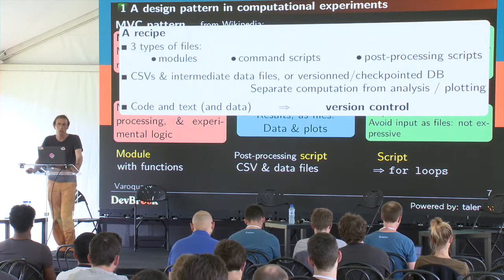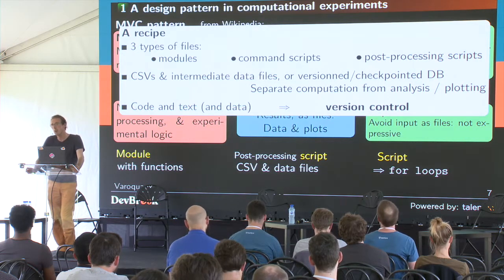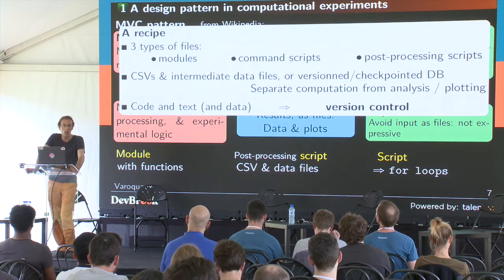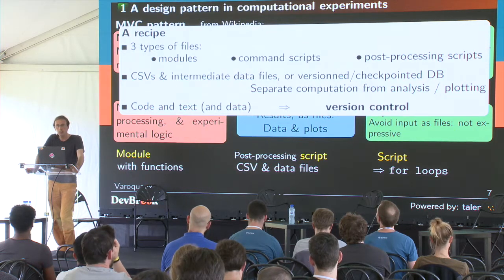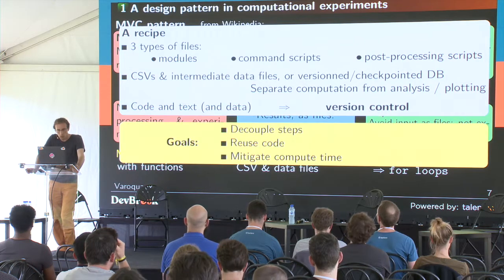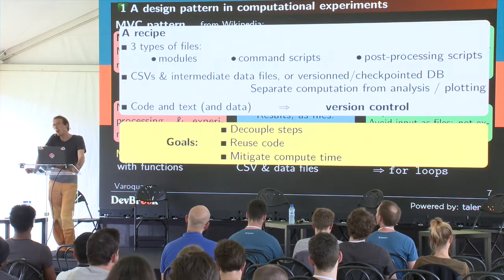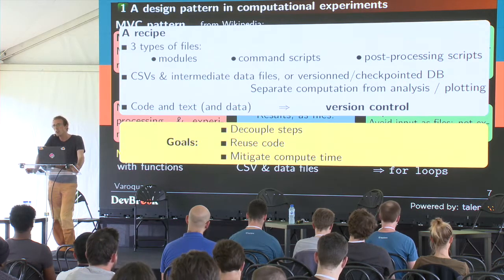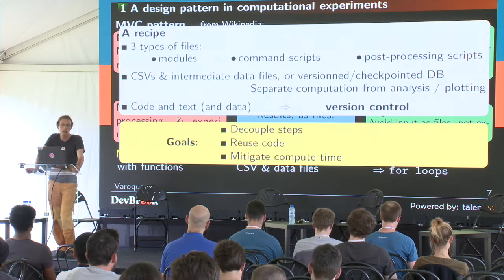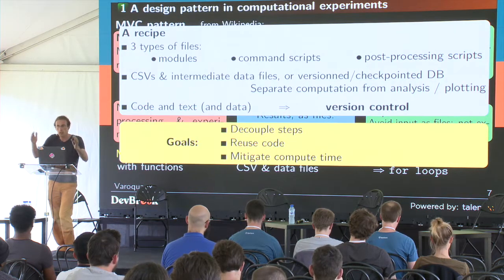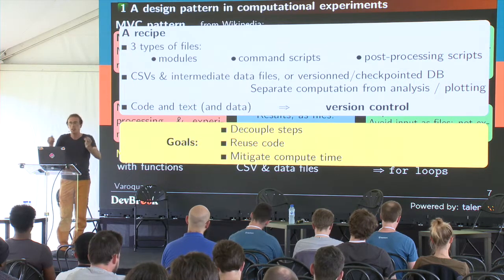So if you're working with small data, versioning your data is easy. If you're working with very large data, versioning your data is very hard. So you might want to consider checkpointing databases or versioning databases, even though that's a real challenge. So the goal of this separation is, of course, to decouple steps, to reuse code. It's actually really hard, if you're not careful about what to do, to reuse code between multiple data analyses. And the reason is that unlike a typical development question, it's an open-ended question. You don't have clearly set goals.